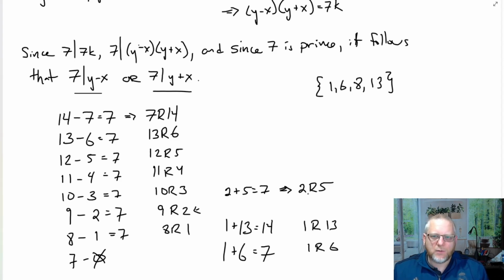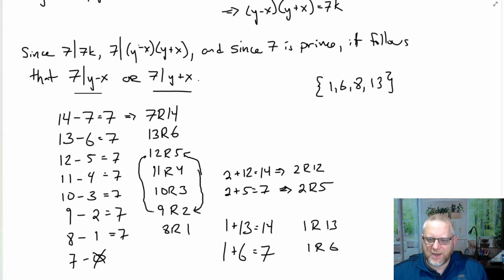Can I get to 14? Well, I would need 2 plus 12. Oh, look at that. Therefore, 2 is related to 12. And look at what happens. 2 is related to 5, which is also related to 12. 12 is related to 9. 9 is related to 2. 2 is related to 12. 5 is related to 9. They're all related to each other. And so we get another equivalence class here. Again, let's put them in order. 2, 5, 9, 12.